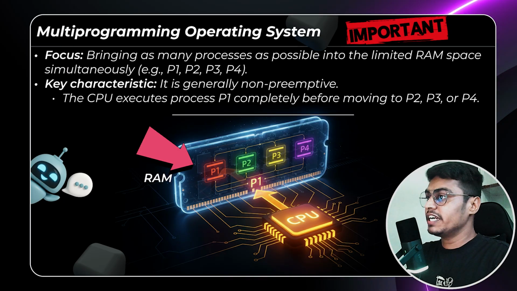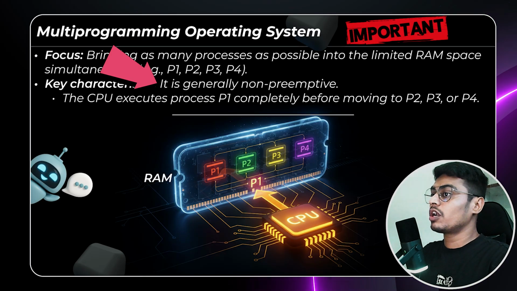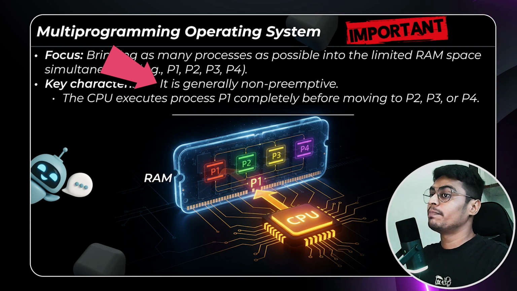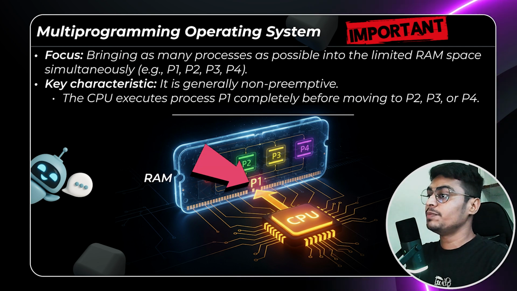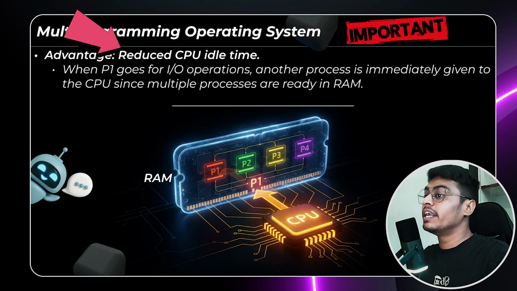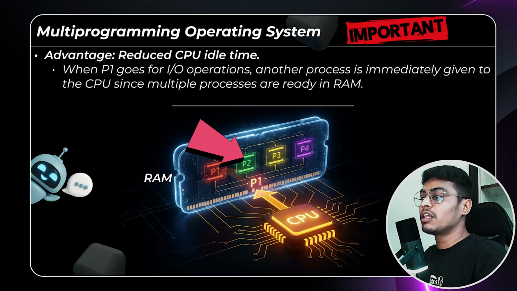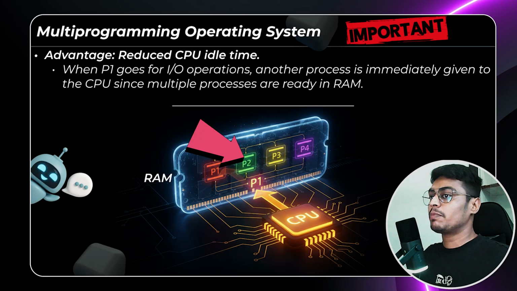In our limited RAM space, we load multiple processes like P1, P2, P3, and P4. The key characteristic of multiprogramming is that it's generally non-preemptive. When we give process P1 to the CPU, it will execute P1 completely before moving to P2, P3, or P4. The advantage is reduced CPU idle time. When P1 goes for input-output operation, we immediately give another process to the CPU since we have multiple processes ready.